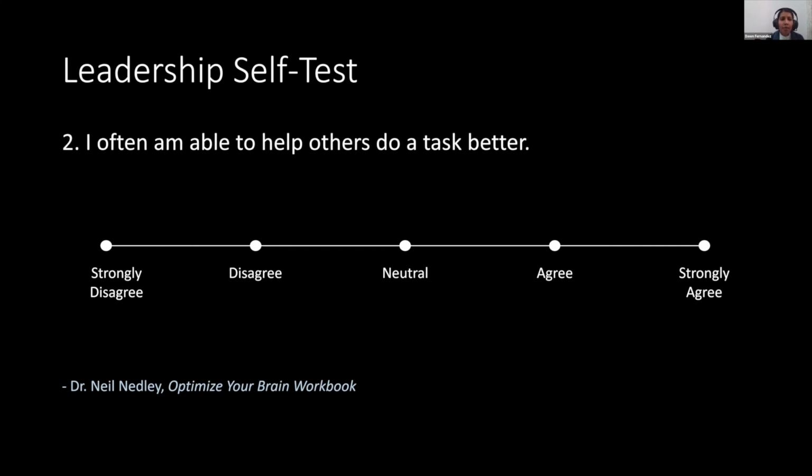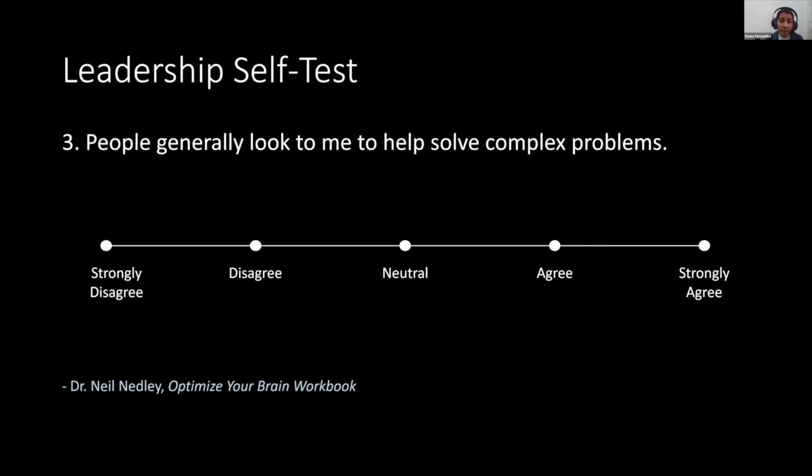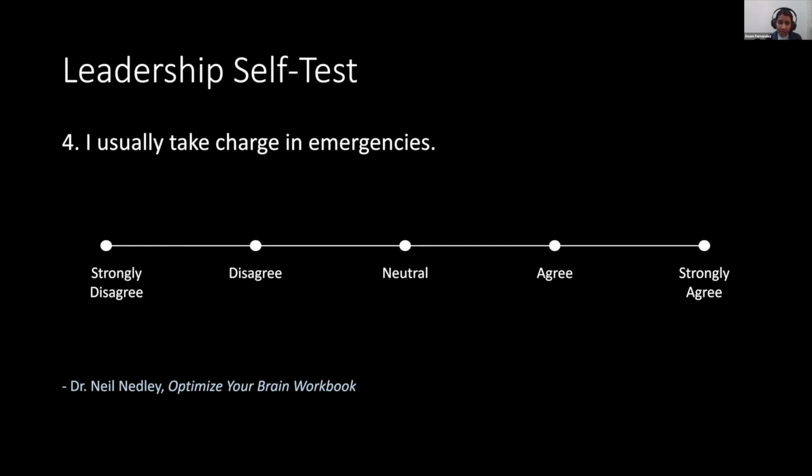The second one, I often am able to help others do a better task. The third one, people generally look to me to help solve complex problems. The fourth one, I usually take charge in emergencies. I don't panic. I'm able to process things and quickly react in the right way. Fifth one, I'm a spokesperson for my group. Or do I hide? Do I ask someone to speak up for me?